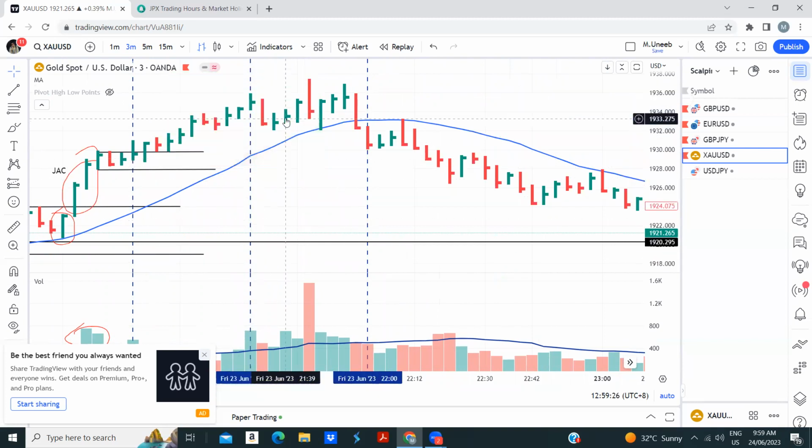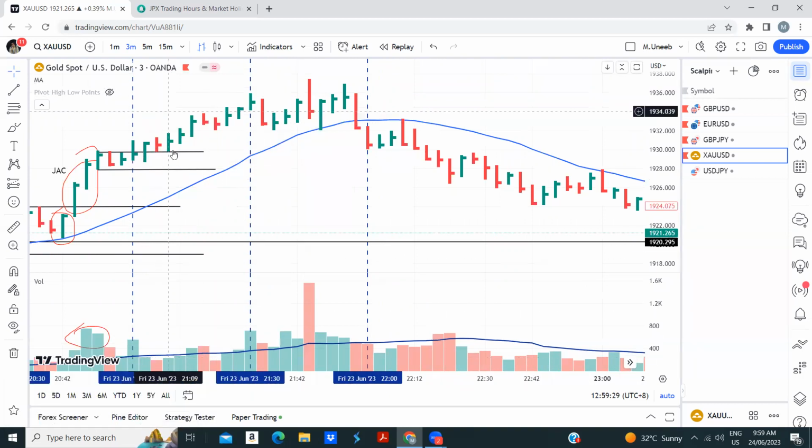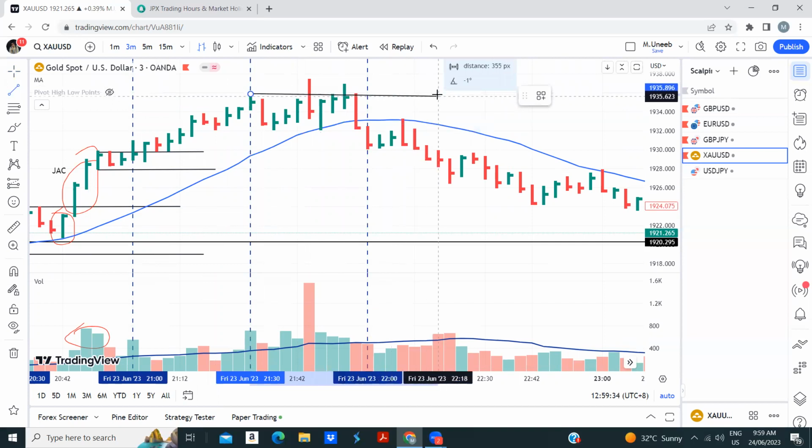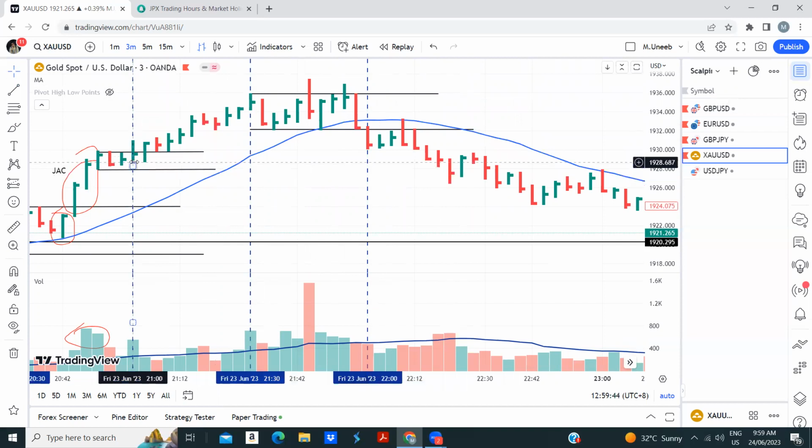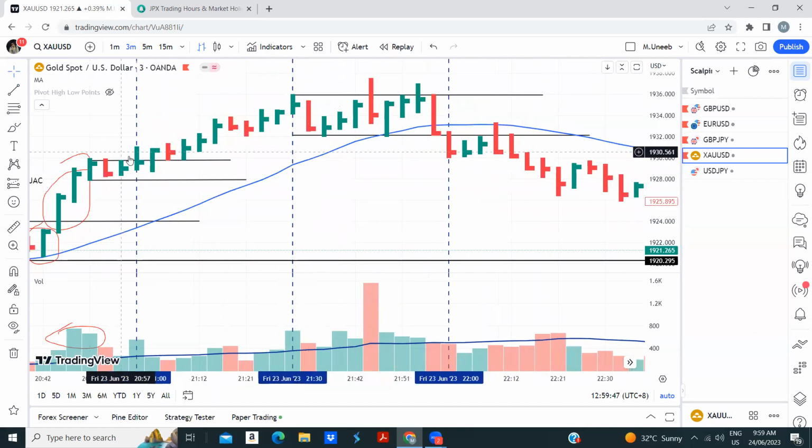All right. And then after this one, this is again increasing volume. And what do we see here? Now, why would this not fail? The reason is that this attempt is a fake breakout. See the volume here, but see the volume of the JAC. Which one is larger? JAC is larger. So of course this will not fail the market, right? We have a larger volume on the JAC.